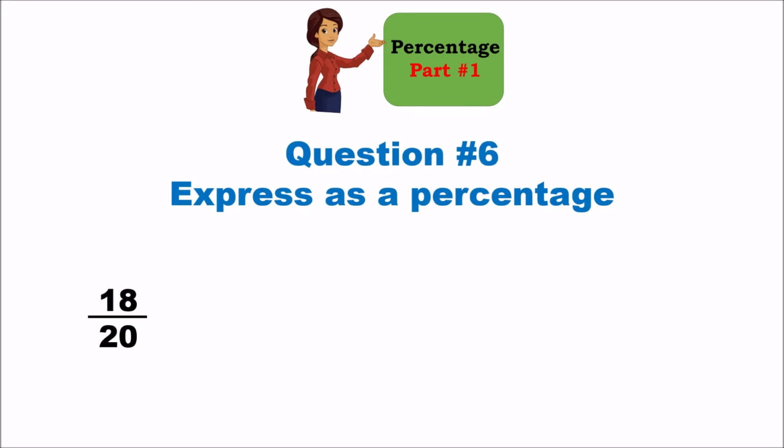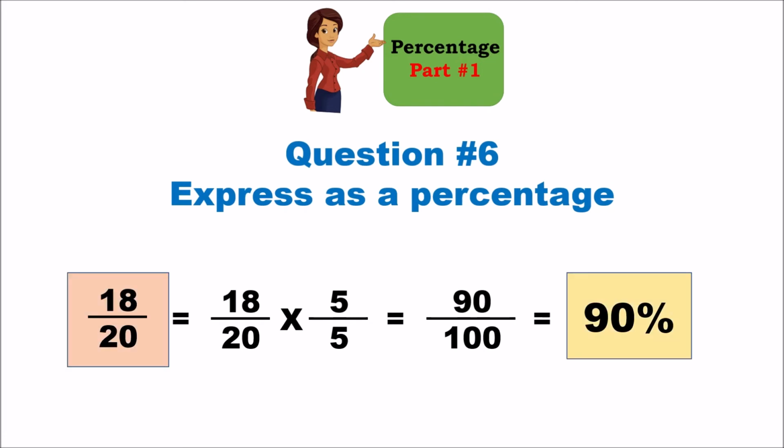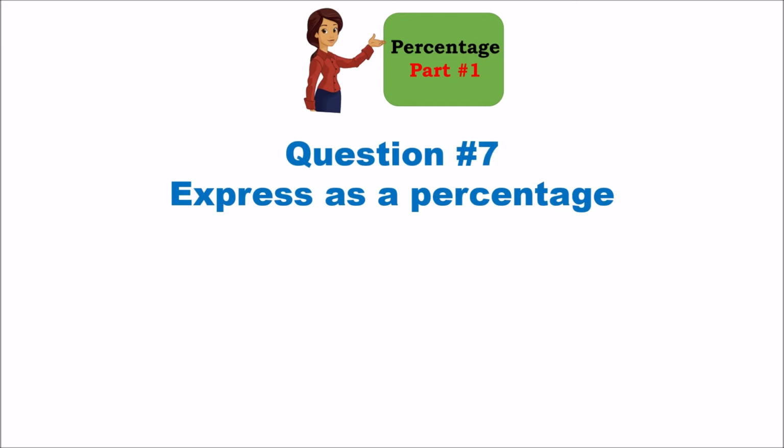Question number 6, 18 upon 20. 18 upon 20 would be 18 upon 20 multiplied by 5 in the numerator and 5 in the denominator, because what we need to do is convert the 20 into 100. So if we multiply 20 by 5, we get 100. But we also have to multiply the numerator by 5. So 18 into 5 gives you 90 and 20 into 5 gives you 100. So that is out of 100. So you can say that is 90%. So 18 upon 20 in terms of fraction, we can say is 90% in terms of percentage.